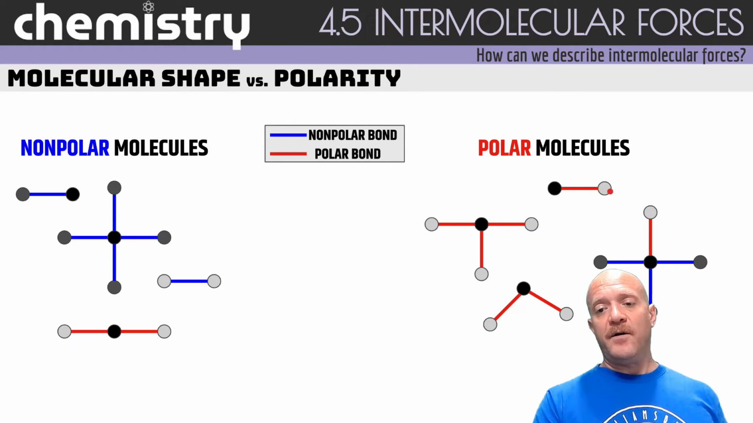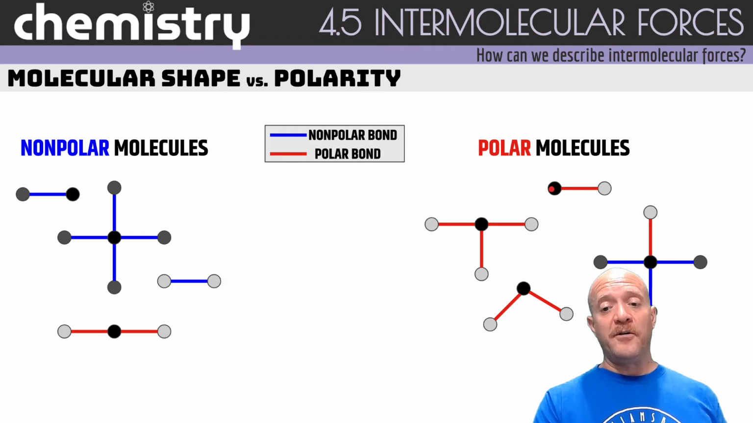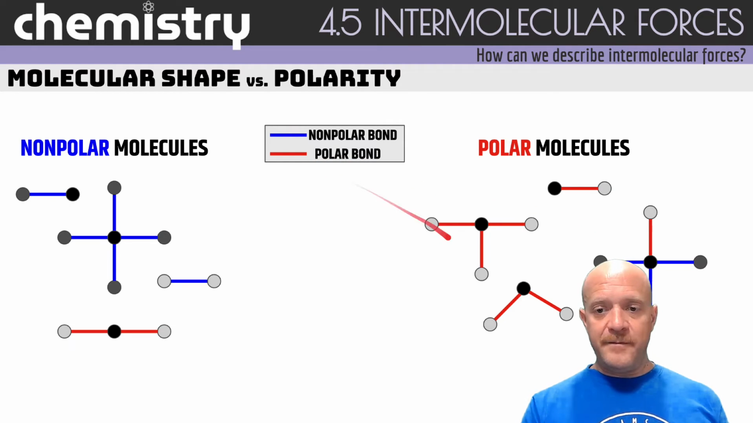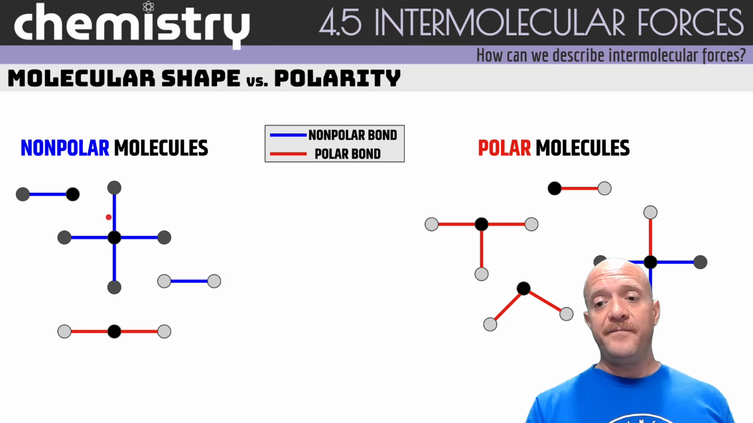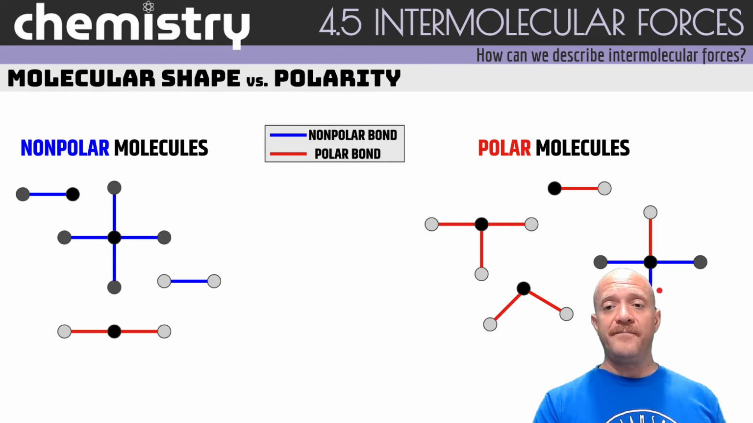Now these polar molecules, if we have two elements bonded, but one of them is pulling the electrons towards it, this is definitely a polar bond. This will be a polar molecule. None of these are symmetrical. So because they have a polar bond, the molecules will be polar. My color scheme: red represents polar bonds, blue represents nonpolar bonds. If you have a mixture of polar and nonpolar bonds, you've got to look to see if it's symmetrical.